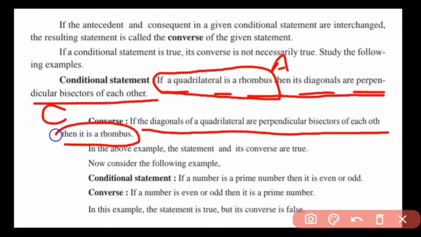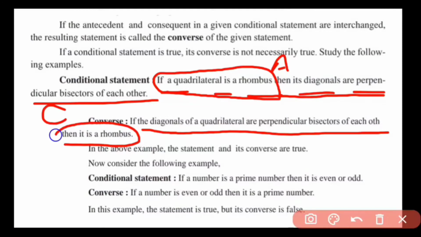The conditional statement is: if a number is prime, then it is even or odd. The prime number can be even or odd. We all know 2 is a prime number which is even, and all the remaining prime numbers are odd. So this is a true statement. Now let us see its converse. The converse is: if a number is even or odd, then it is a prime number. The conditional statement is true, but the converse is not true, because all even numbers are not prime numbers. Only 2 is such a number which is even as well as prime.